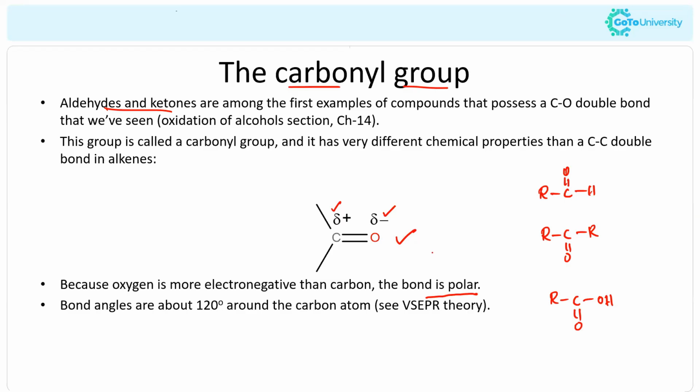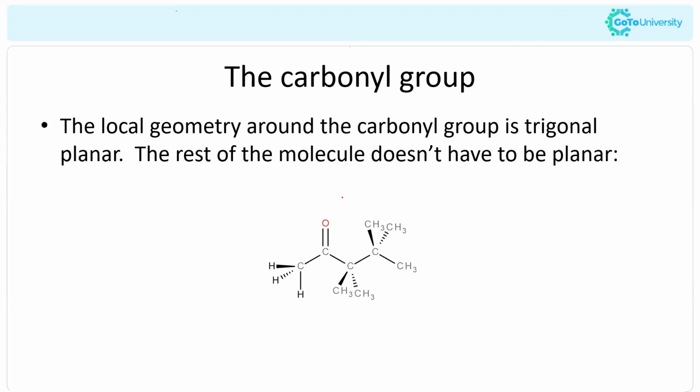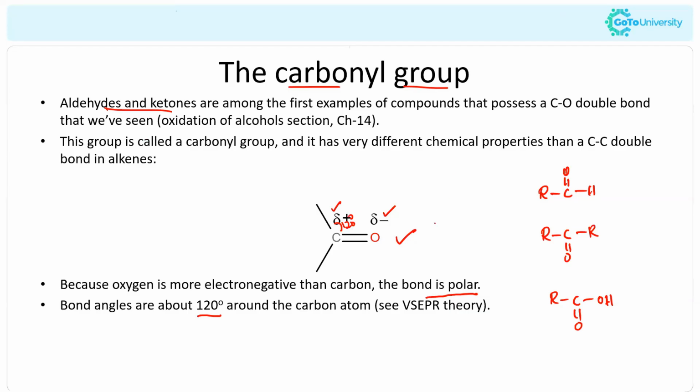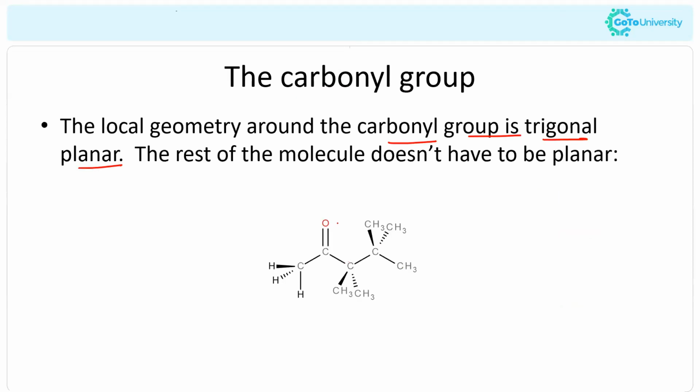Now the bond angle present in this carbonyl group is 120 degrees. That is also important. Now the geometry. The local geometry around the carbonyl group will be trigonal planar because we know that the bond angle is 120 degrees, right? So the geometry around this carbon, as we can see from this diagram, is arranged in a trigonal planar manner. So this is trigonal planar.